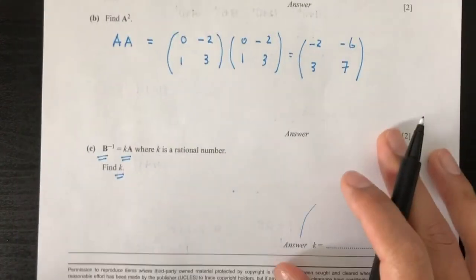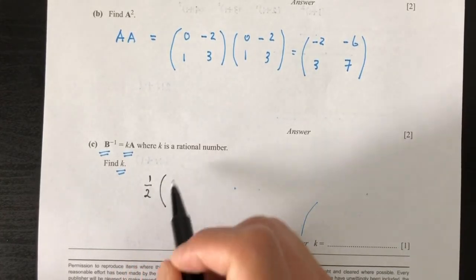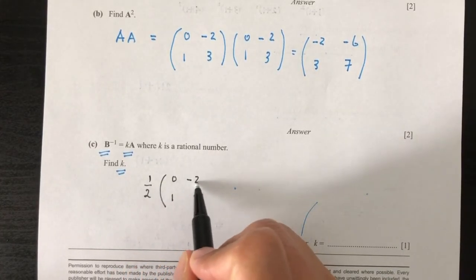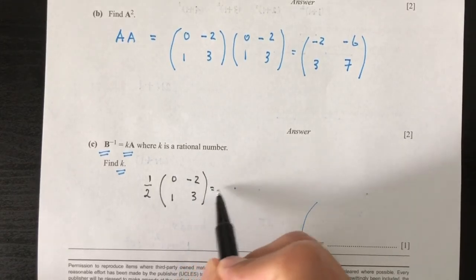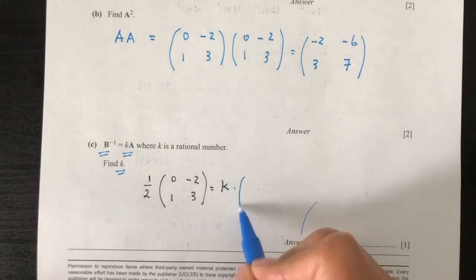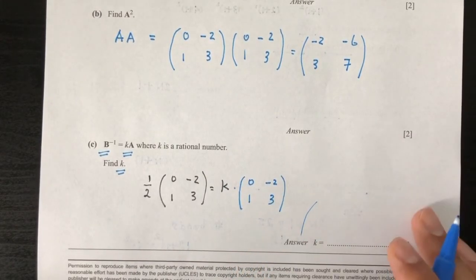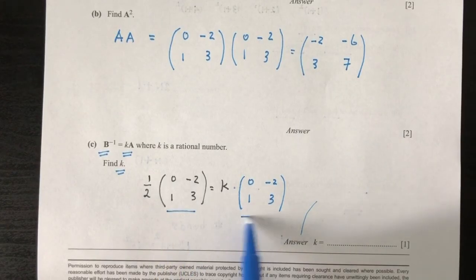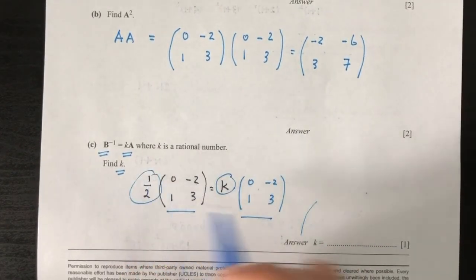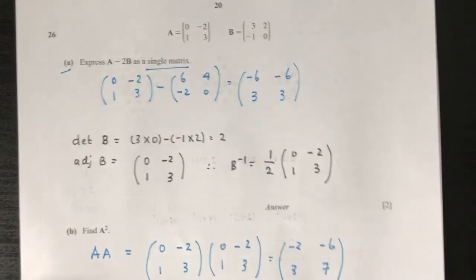Now by observation, replace that here. B inverse is 1 over 2 times 0, 1, minus 2, 3 is equal to K times A. Now what is A? A is given to you by this matrix, which is 0, 1, minus 2, 3. If you observe, these two are the same. So K has to be equal to this one. K is half. So that was the last question of this paper.